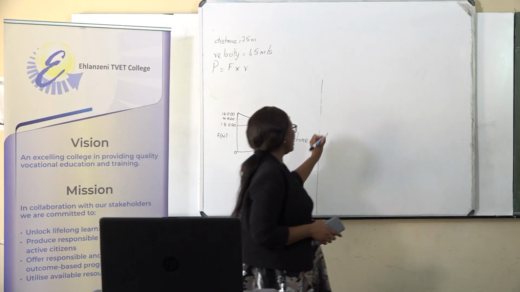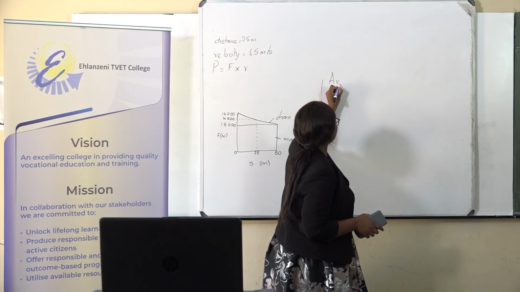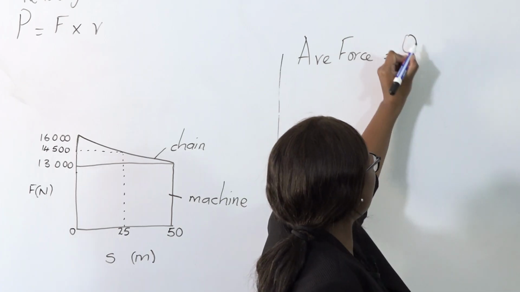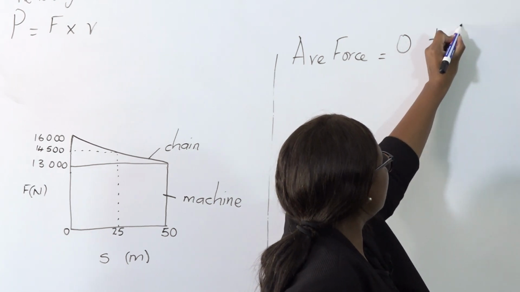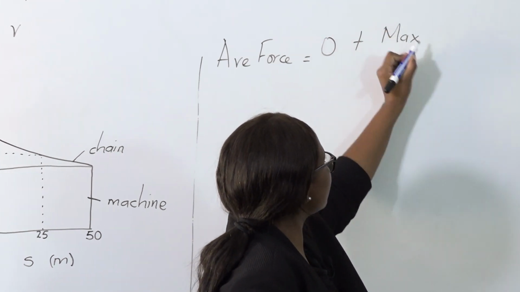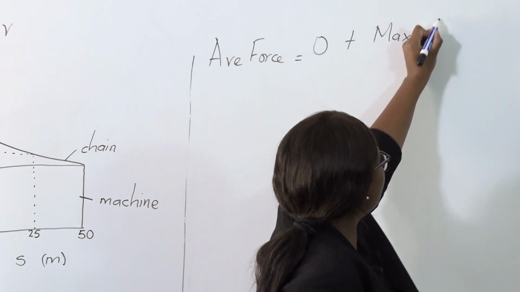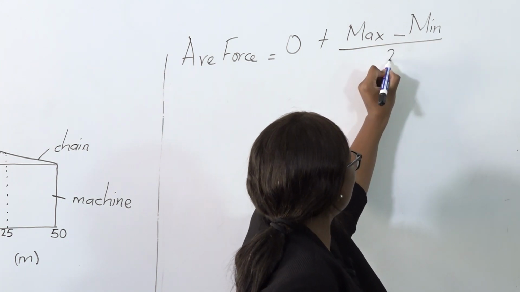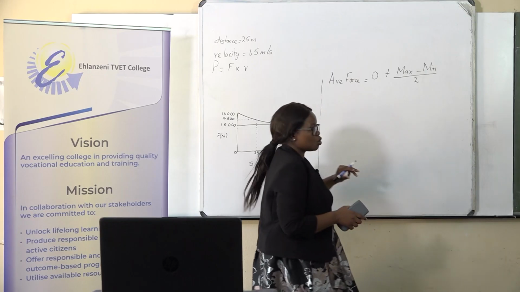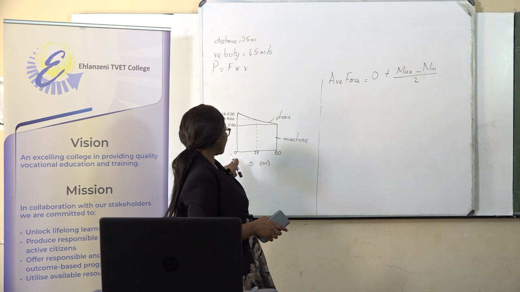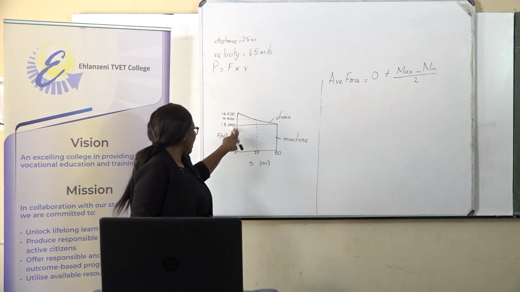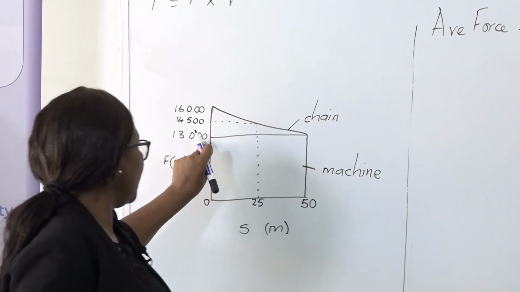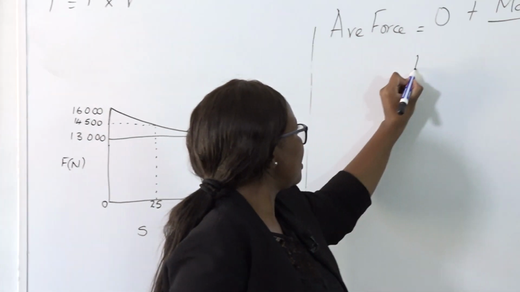I'm going to put it here. Average force is equal to 0, which is the maximum, plus maximum force minus minimum force divided by 2. And according to our graph, our 0 is not here at the bottom. Our 0 is where we have the total weight of the machine, which is 13,000.